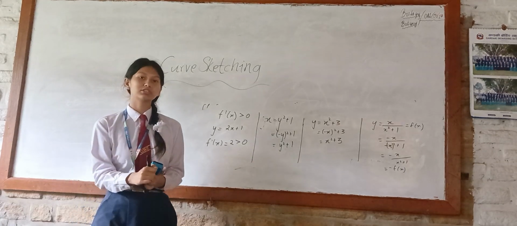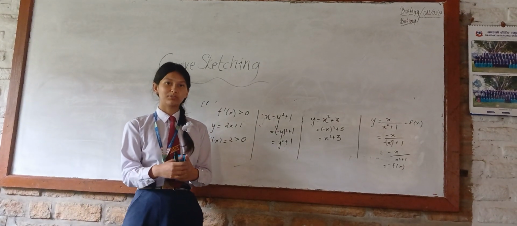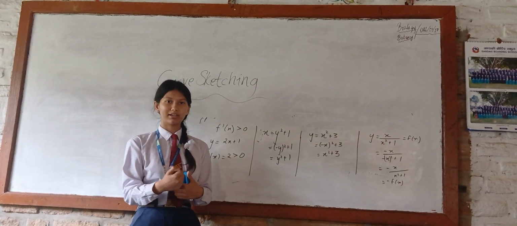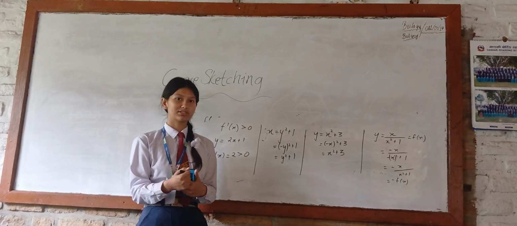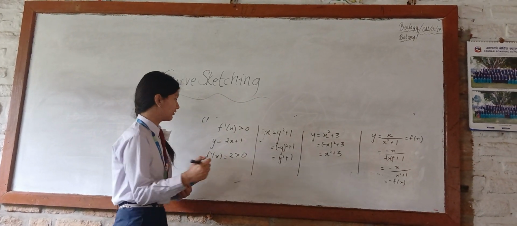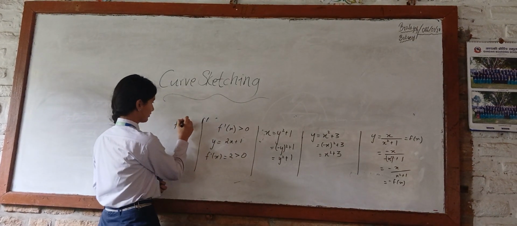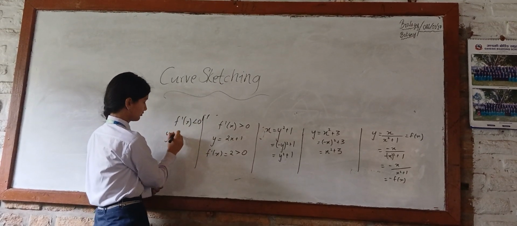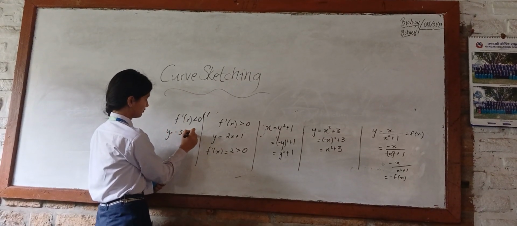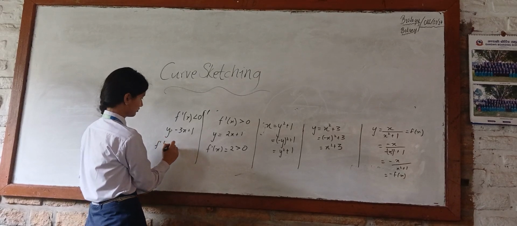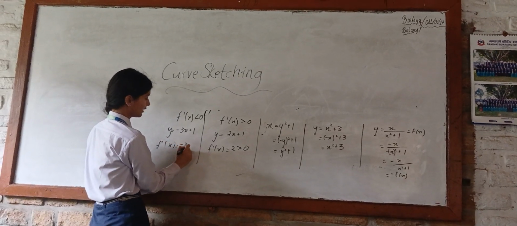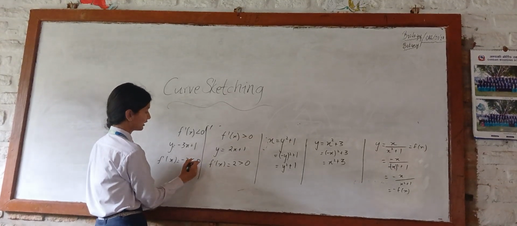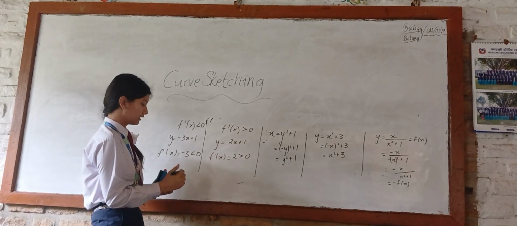And a function is said to be a decreasing function if the first derivative is smaller than 0. Minus 3, which is smaller than 0, so we can say that this is a decreasing function.